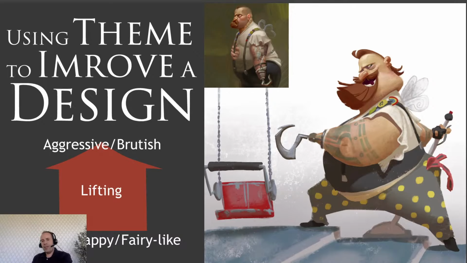What's interesting here is that we don't get to decide exactly how that interaction plays out in this. This character doesn't look super friendly. The aggressive brutish thing is not being successfully lifted by the cheery, happy, and fairy-like stuff, even though those things are attempting to lift the design. And I think that's pretty awesome. I love that theme will actually introduce this organic quality of discovery in your designs as you work.